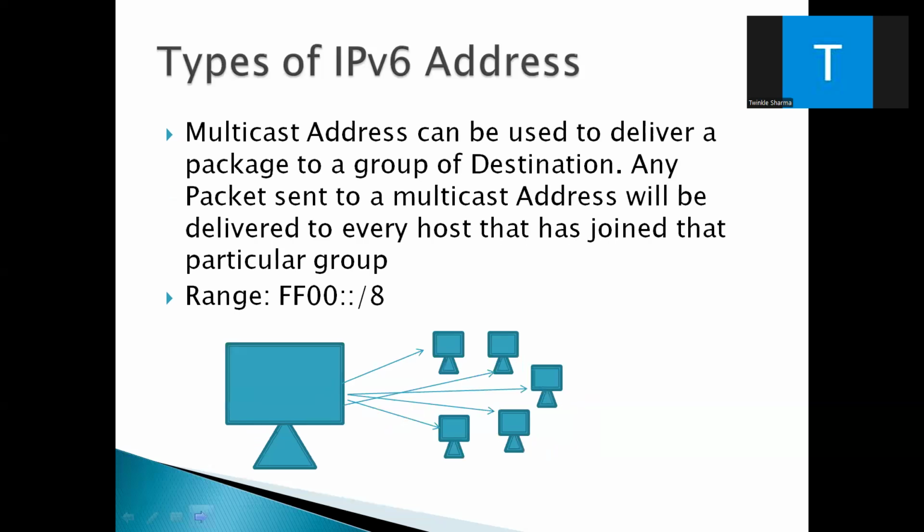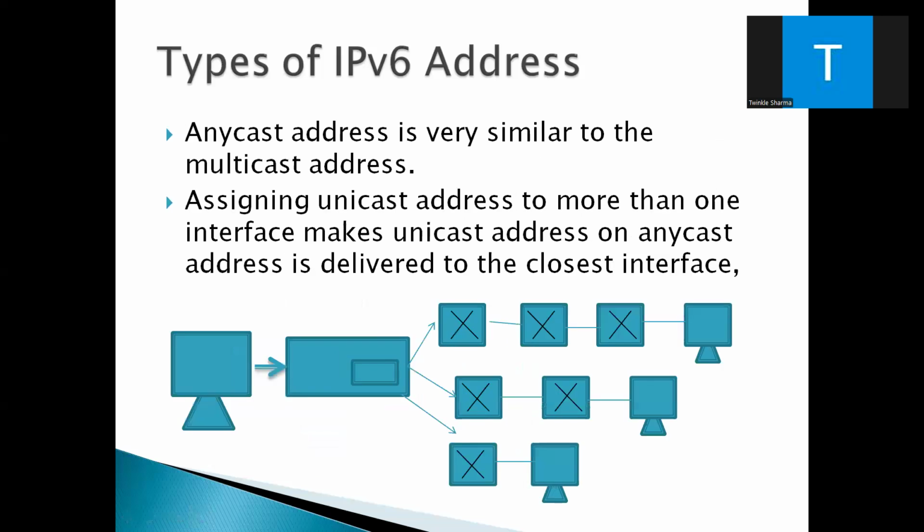Then we have the multicast address, which can be used to deliver a packet to a group of destinations. Any packet sent to a multicast address will be delivered to every host that has joined that particular group. So if a person joins a particular group, the person will get the data. The packet will be sent to the multiple persons who have joined that group. The range of this is FF00::/8.